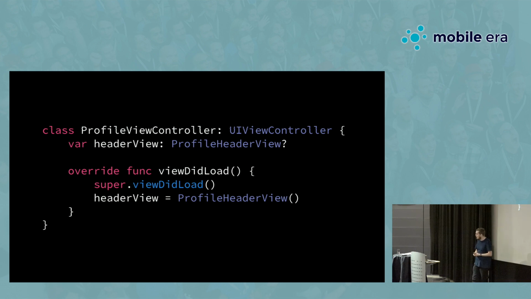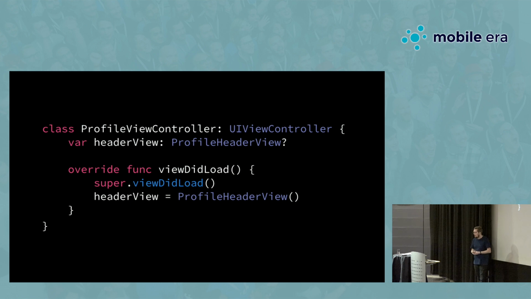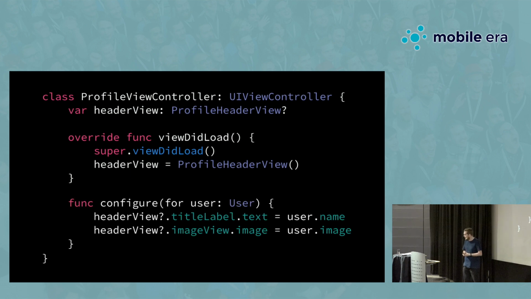But as I'm sure all of you know, once we start actually using this property, things become awkward quite quickly. And so here we have a new method called configure for user, where we're setting up this header view for a given user model. And here comes the awkward part. We have to constantly unwrap this optional, even though it's actually required by our program logic. Our profile view controller wouldn't actually work without its header, but it's still an optional, and we have to unwrap it, even though we know as a developer that it's there. And then we might start making assumptions, we might start using force unwrapping, and then things get kind of messy.